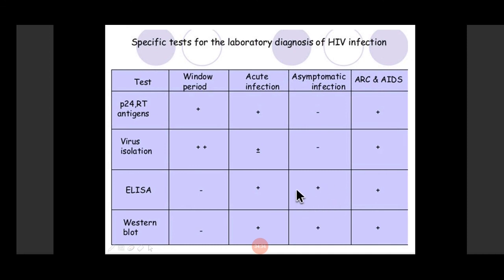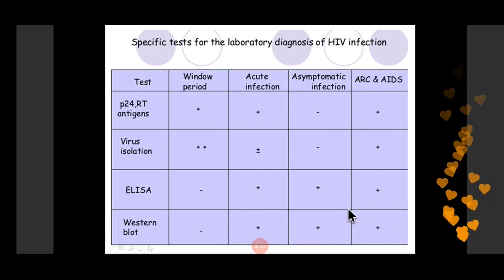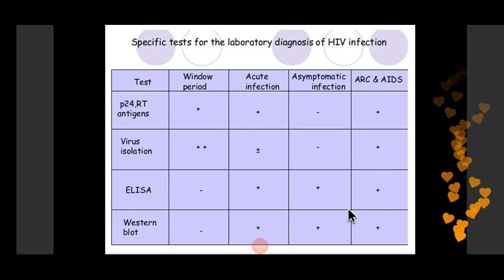This is very important. If we suspect that the patient is in the window period, then usually we go for the P24 or RT antigen assay. But if it is a chronic case, then we go for antibodies to P24 antigen. They are present in asymptomatic infection and also in full-blown AIDS. Western blot is again negative in the window period but positive in subsequent phases like acute infection, asymptomatic infection, and acute retroviral syndrome. So this table is very important.